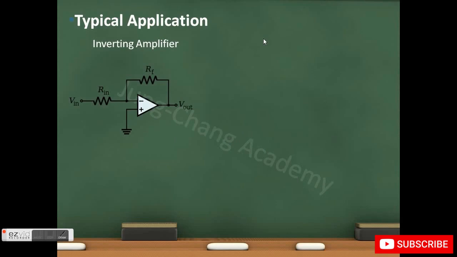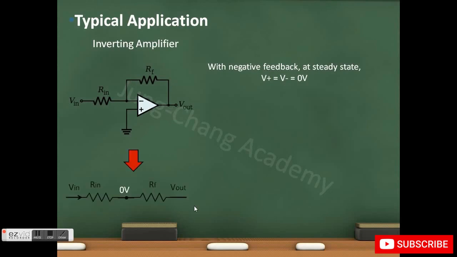Now let's analyze another op-amp circuit with negative feedback. Again, we know that at steady state, V plus equals V minus, which is 0 volts in this case. So if we look at this part of the circuit, it will just become like this. Now with Kirchhoff's current law, we know that the current flowing through this resistor will be equal to the current flowing through this resistor. So (V in minus 0) divided by R in equals (0 minus V out) divided by RF.